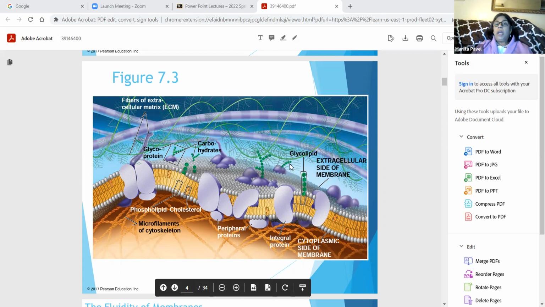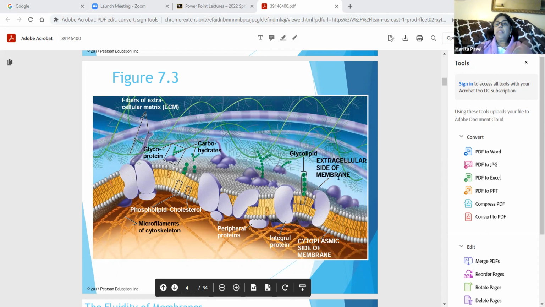If you look here, when you see only one chain attached, it would be referred to as a glycolipid. So this is a glycolipid. Don't forget, the Y-shaped chain is a glycoprotein, because that's a carbohydrate chain. If you have one chain, then that's a lipid chain attached to the glyco, forming glycolipids.